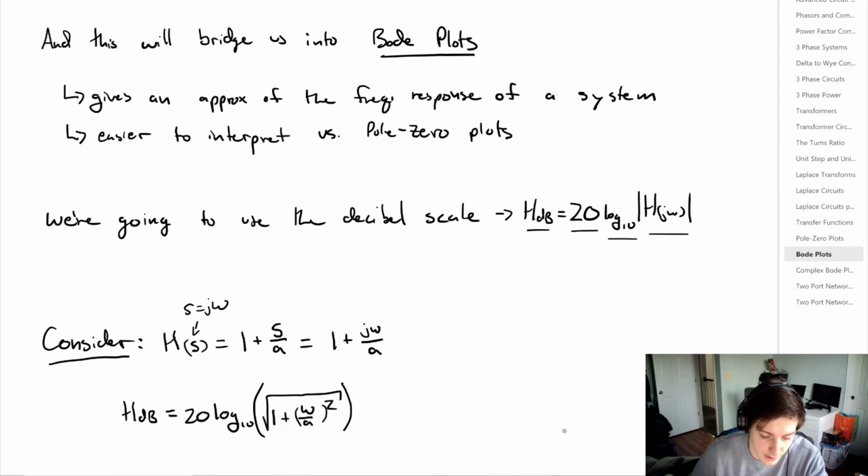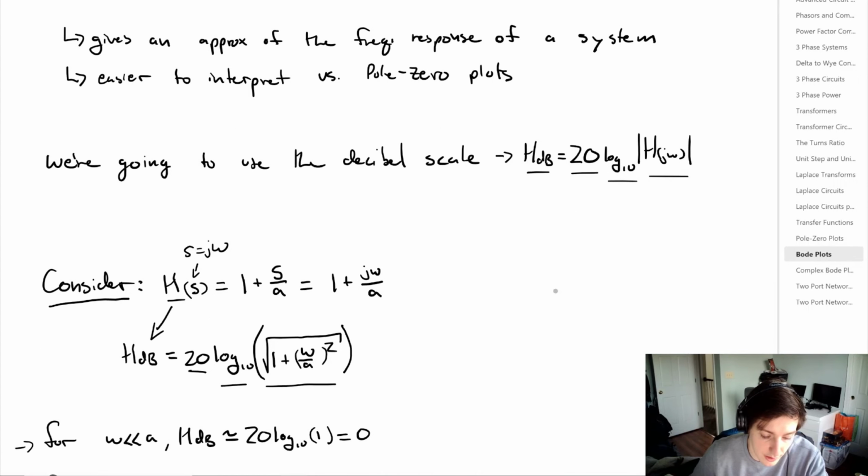Now, if we convert H to the decibel equivalent, we get 20 times log base 10 times the magnitude above, which is equal to the square root of 1 plus (omega divided by a) squared. This seems like a function that's pretty hard to figure out, but we're going to use some approximations. First, we look at the case where omega is much, much less than a, so that this term in the square root is approximately 0. Then H dB is approximately equal to 20 times log base 10 of 1, which is equal to 0. And we can throw on the dB just for clarity.